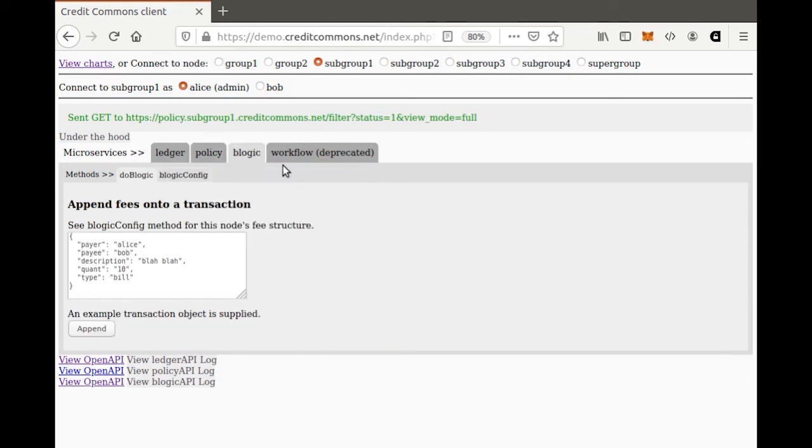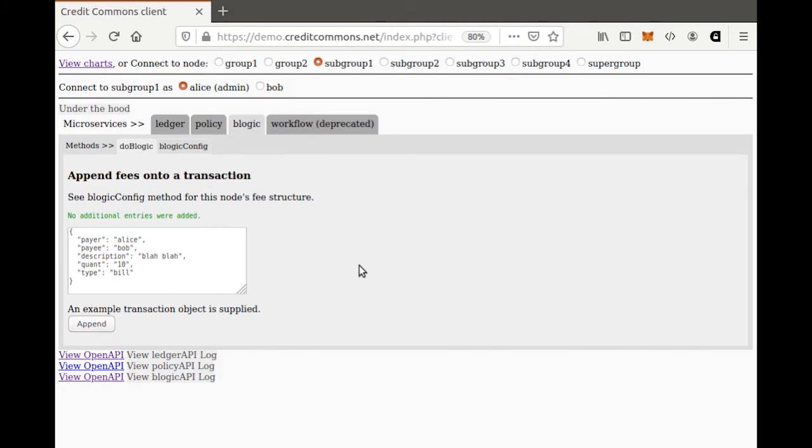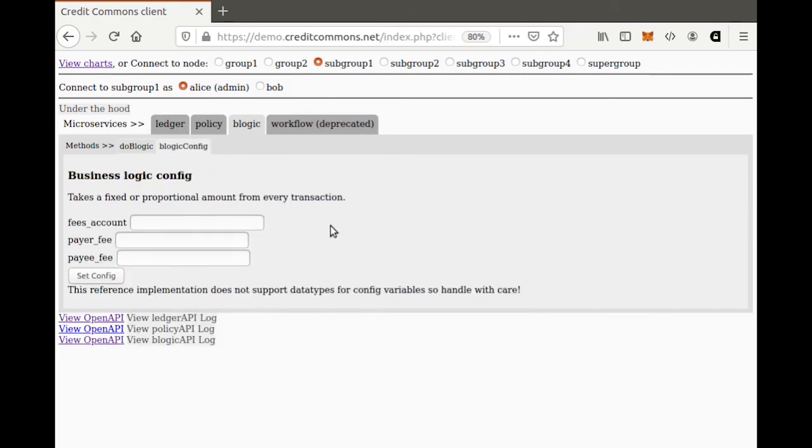So the business logic service is where you pass it the transaction, and it may decide to add or not to add different fees. So I've supplied a bit of transaction data there just to test with. And it says that on this node there's no additional entries, so there's no fees charged on this node. And there's the config that says that there's no fees charged on this node.